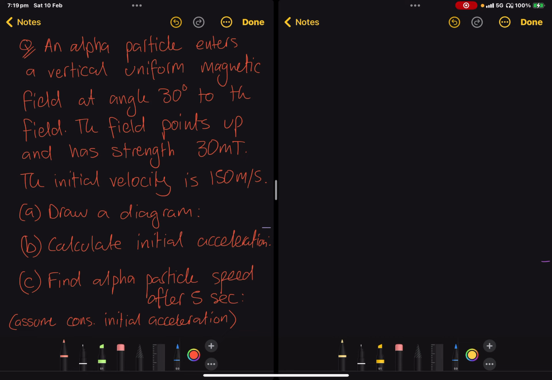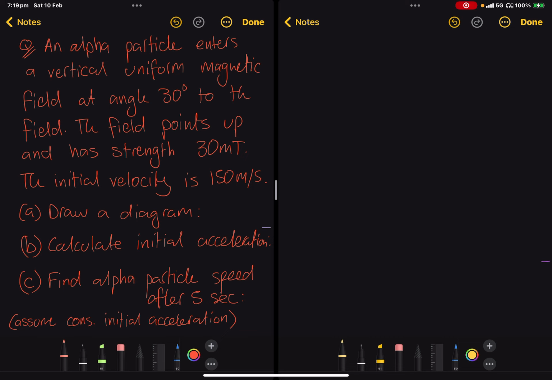Now we're going to do this under a very specific condition. This is not a condition you will always see, but the condition we're going to use is to assume constant initial acceleration. And again, that's not always going to be done. You can answer this question half a dozen different ways. This is the condition we're going to use for part C.